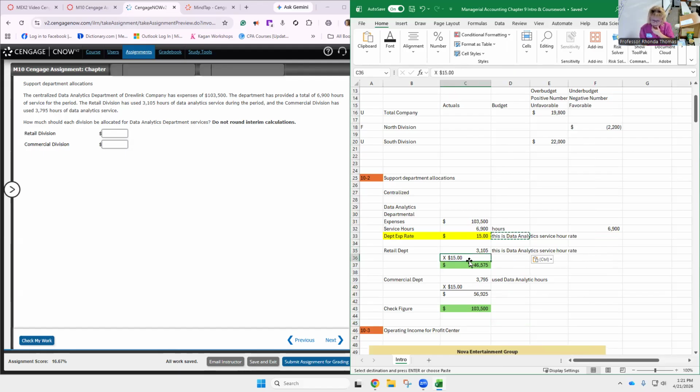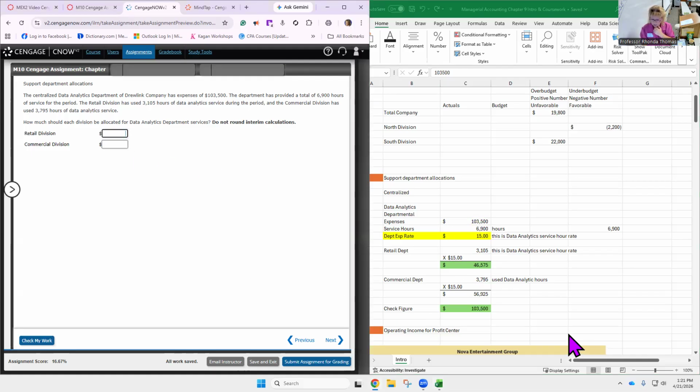So we've already figured the $15 an hour. So we're going to take that 3,105 service hours for the retail division and 3,795 of the commercial division. They both get multiplied by 15. Here is their costs for each of their departments for spreading out this expense between the two.